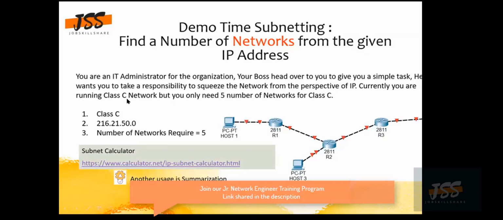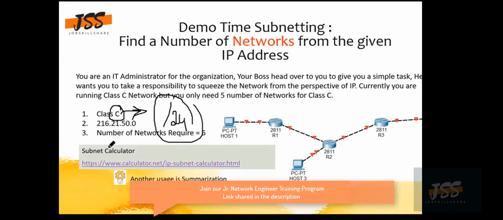Currently, you are running a Class C network, but you need only 5 networks in Class C. As you are wise enough, we know the subnet mask for Class C. Can anyone tell me? 255.255.255.0. Yeah, in short, you can say /24.